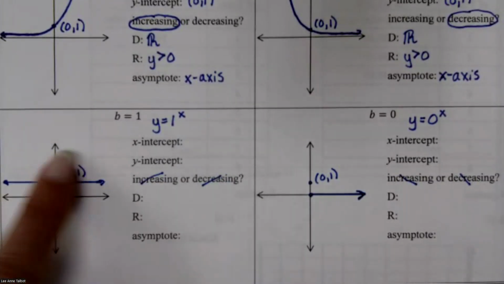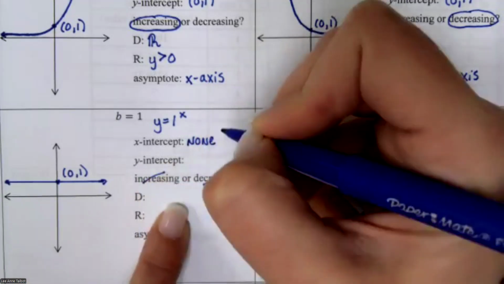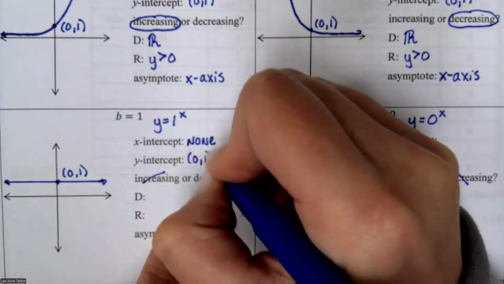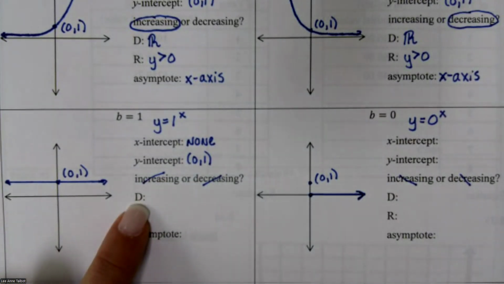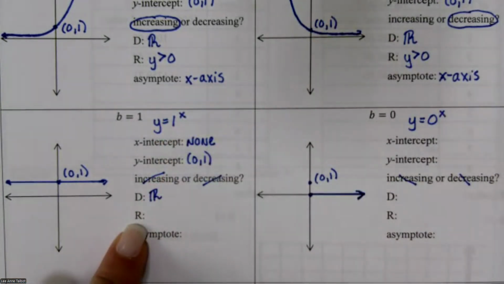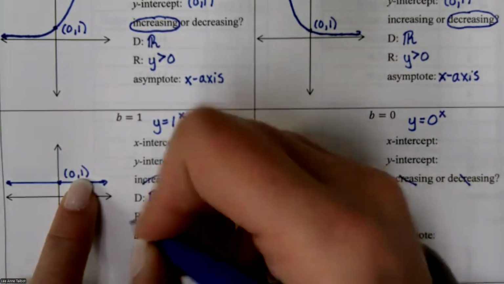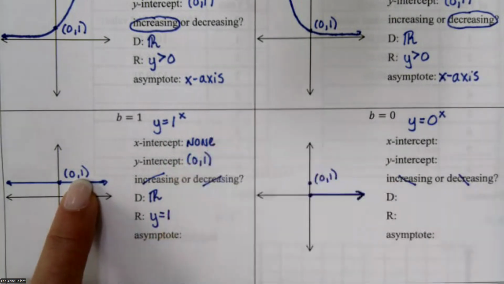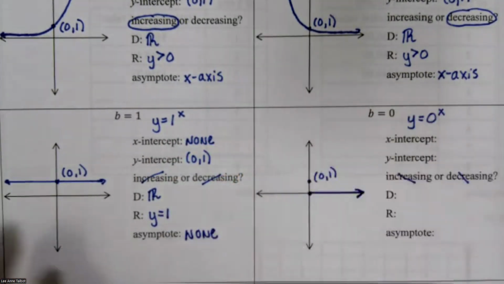Okay. These two. X-intercept, none. Okay. Still going forever left and forever right? Yes. Okay, but forever up and forever down, no. There's just a line. There's only one y value, which is 1. This one does not have an asymptote.